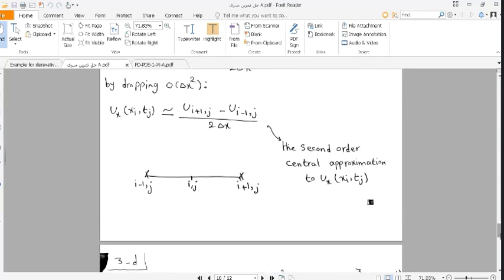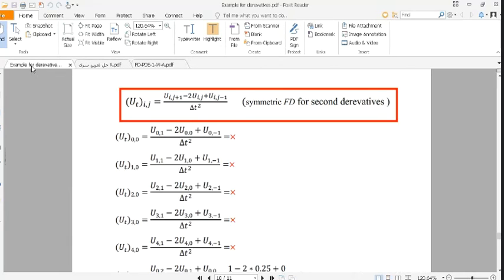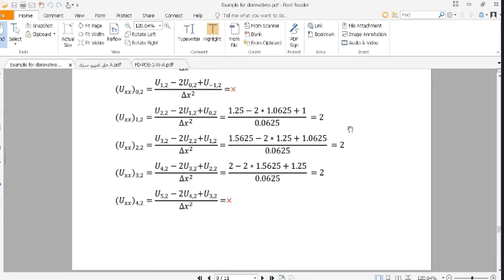at xi and tj. Okay. Which of them could explain the exercise related to this formula? This example. This is the example for the above page. This is an example for symmetric finite difference for second derivatives.